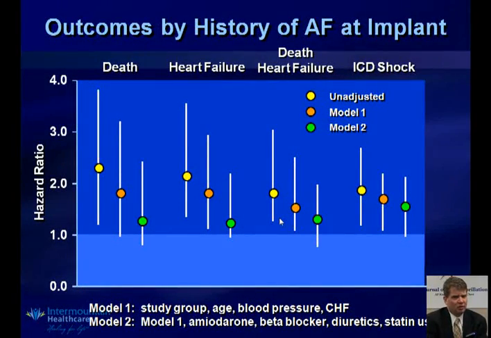We looked at this group with a history of atrial fibrillation versus those that weren't in 3 models to understand the hazard ratio of death, heart failure, a composite, or ICD shocks.